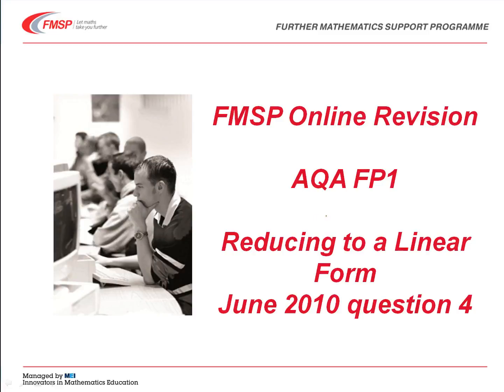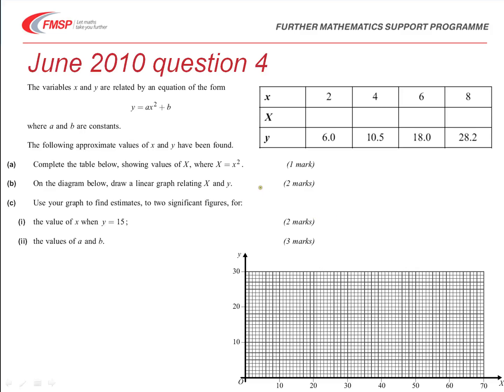Well, welcome to this online revision session for AQA FP1, in which we will be looking at the June 2010 question 4, which is on reducing to a linear form. As you can see, we are given the fact there is a set of data related by the equation y equals ax squared plus b, where a and b are constants. And we're going to work through this problem to hopefully reduce it to a linear form.